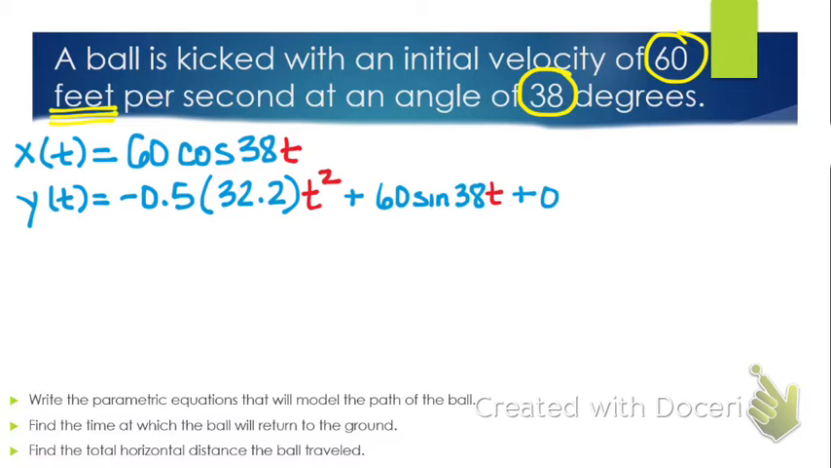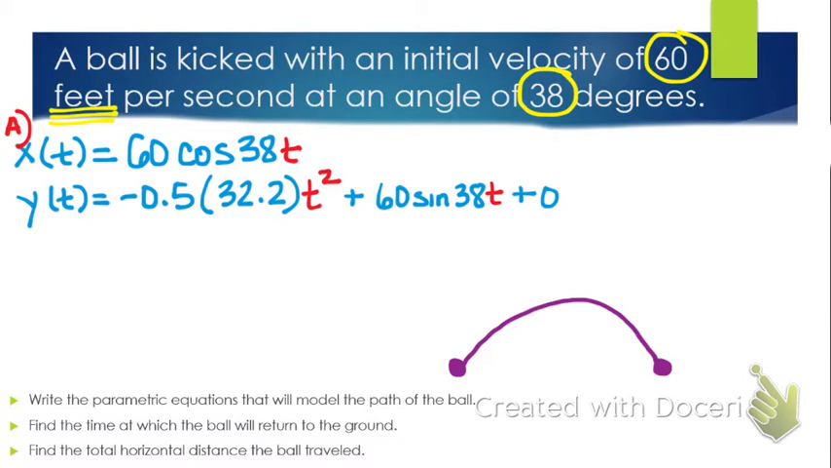So part A says write the parametric equations that will model the path of the ball. So this is part A in our notes. So what we just did was we wrote our parametric equations that will model the path of the ball. And I kind of like to draw out a little diagram as a reference. So we got her kicking the ball. So here's my ball. It's going to kick, and then eventually it's going to come back down. That's what's happening there. Simple. Okay. Part B says find the time at which the ball will return to the ground.